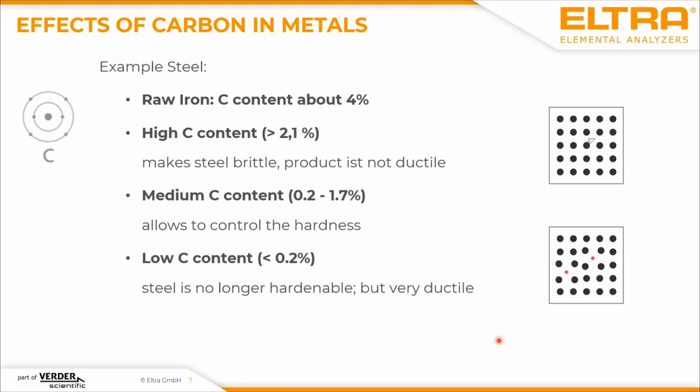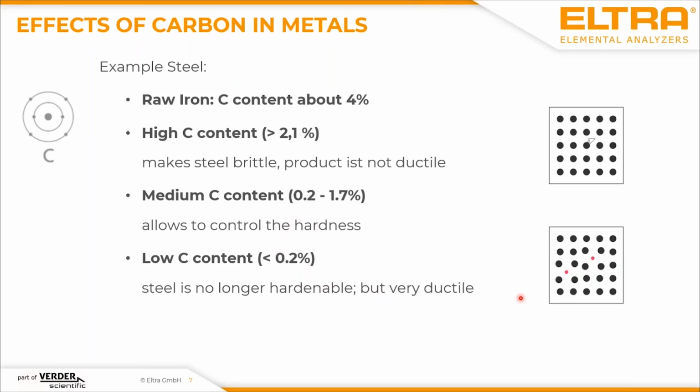If you need a quite hard steel, you would select a higher carbon content. For a less hard steel, you would go lower. And with a lower content than 2.2%, the steel is no longer hardenable. It is very ductile.